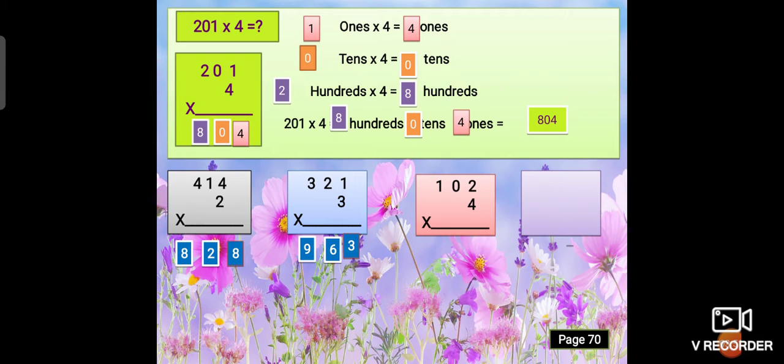Let's take a look. 102 multiplied with 4. So let's work on 1 first. 2 times 4 is 8, 0 times 4, and then 1 times 4. And the result is 408. Wow, let's continue. 101 times 5. 1 times 5, 0 times 5, 1 times 5. So the result is 505.